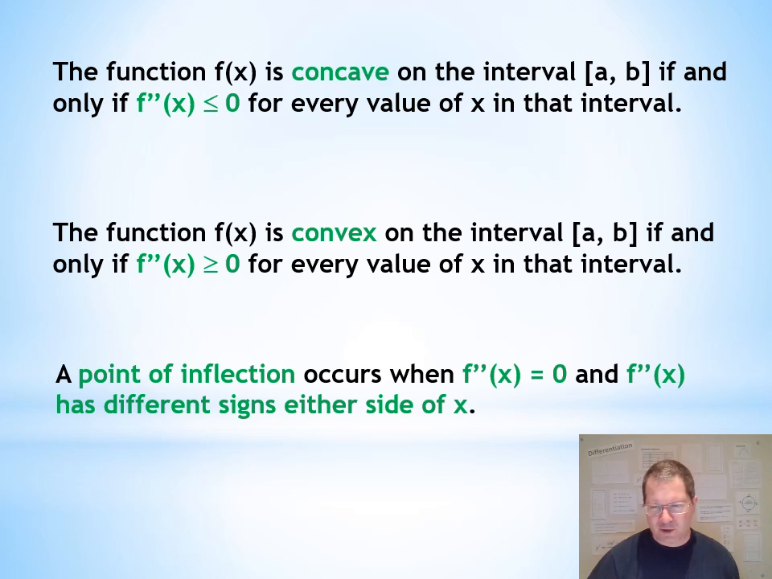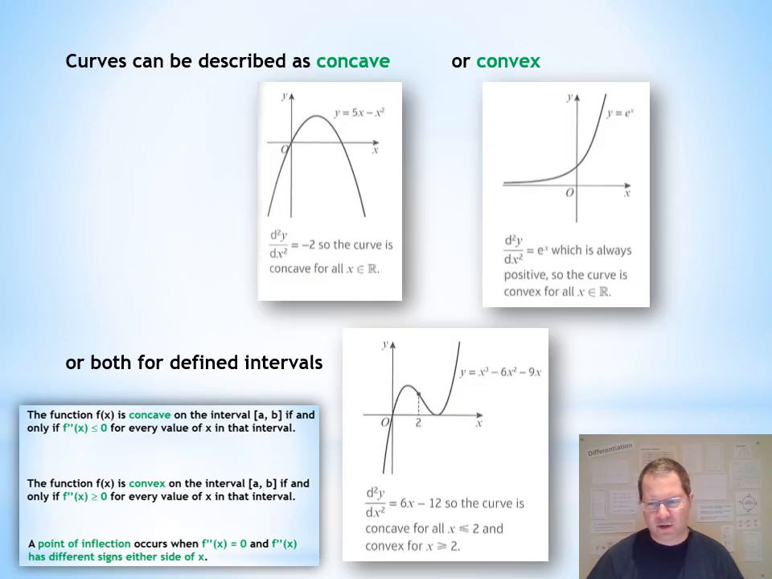Whereas for a convex function, it's the other way around. The function f of x is convex on the interval a to b if and only if the second differential is greater than or equal to 0 for every value of x in that interval. And then finally, a point of inflection occurs when f double dash x is equal to 0 and f double dash x has different signs either side of x. So curves can be described as concave or convex or both for defined intervals.